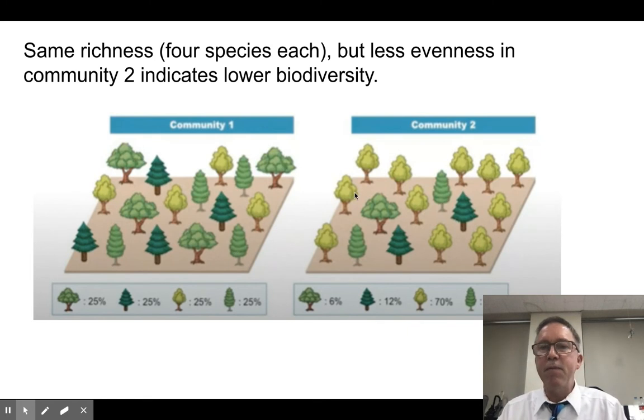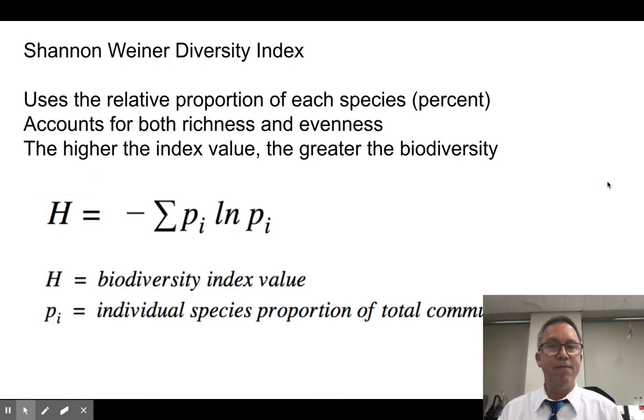But over here, I have a preponderance of this kind of tree that looks like broccoli, right? And I don't have many of these other ones at all. So what that means is over here, 70% of the trees look like this, 12% look like this, 12%, 6%, but here, 25%, 25%, 24%, 25%. This would have a higher biodiversity than this one by virtue of having the same amount of richness, but greater evenness. All right. Buckle your seatbelts.